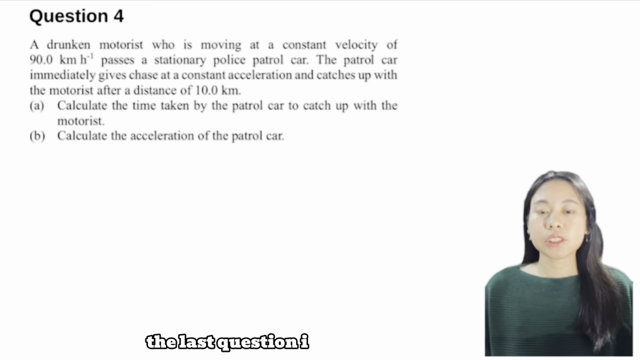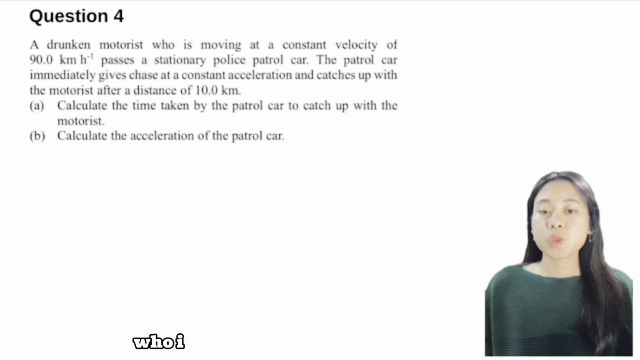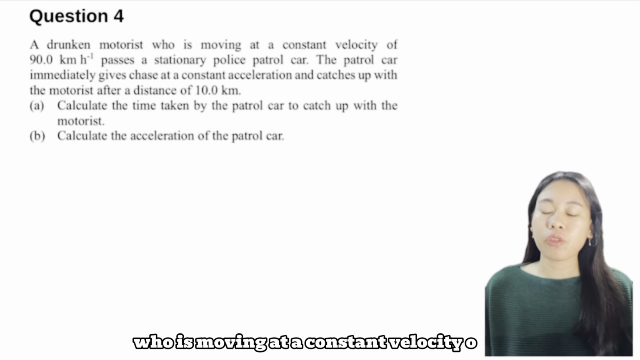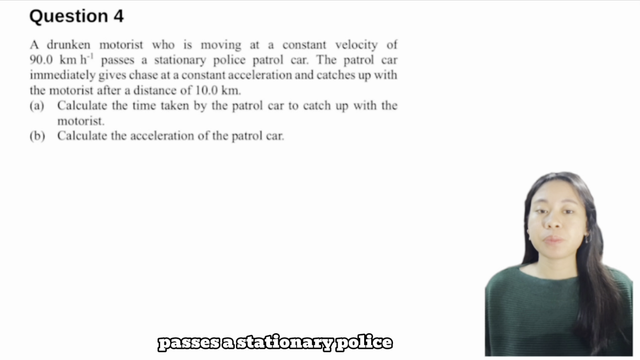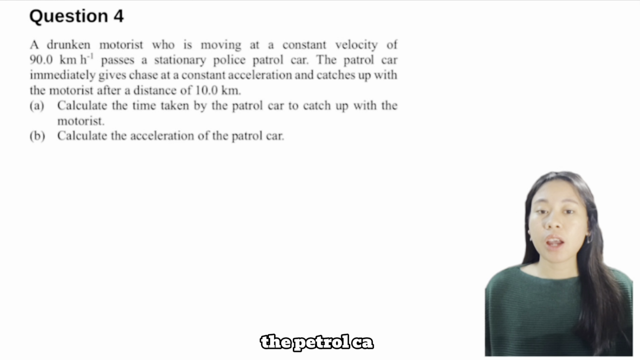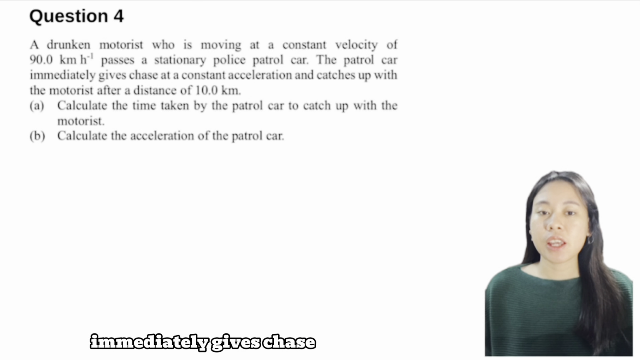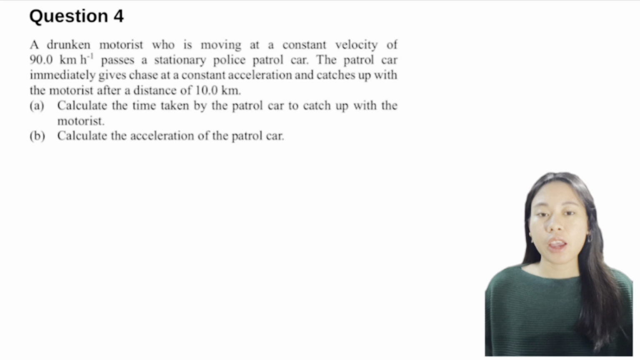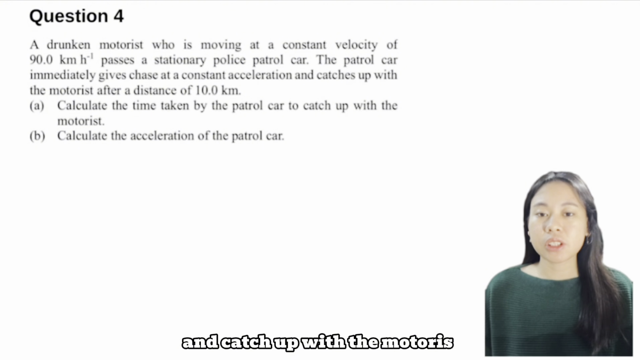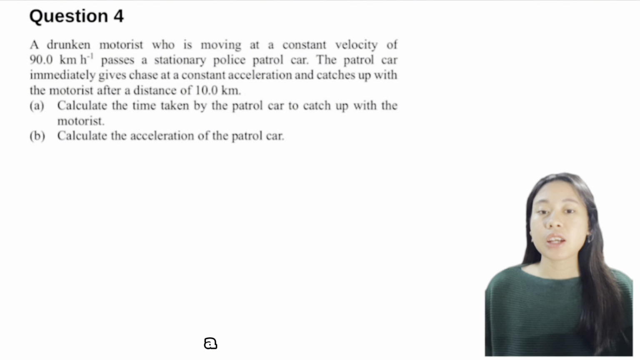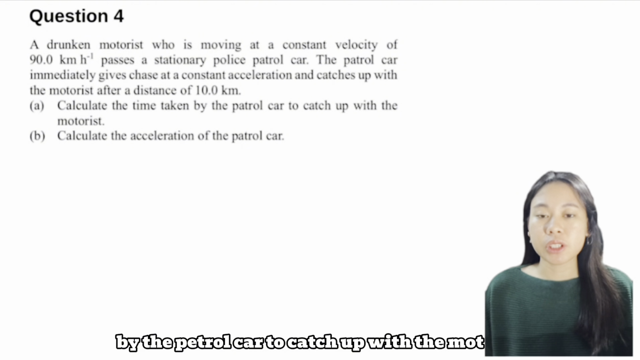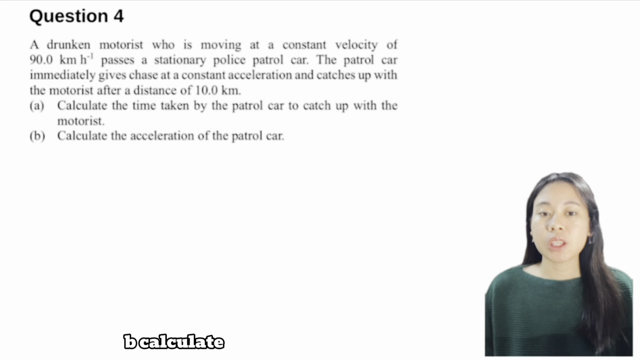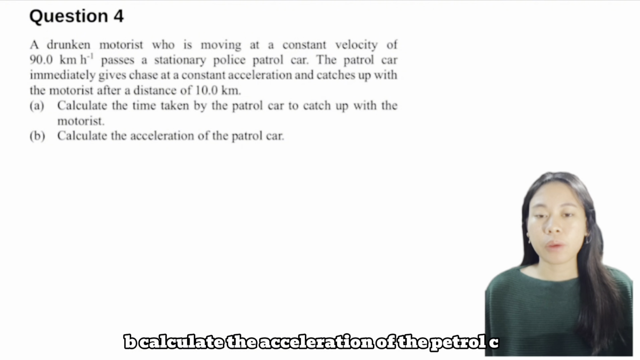The last question is: a drunken motorist who is moving at a constant velocity of 90 km per hour passes a stationary police patrol car. The patrol car immediately gives chase at a constant acceleration and catches up with the motorist after a distance of 10 km. A. Calculate the time taken by the patrol car to catch up with the motorist. B. Calculate the acceleration of the patrol car.